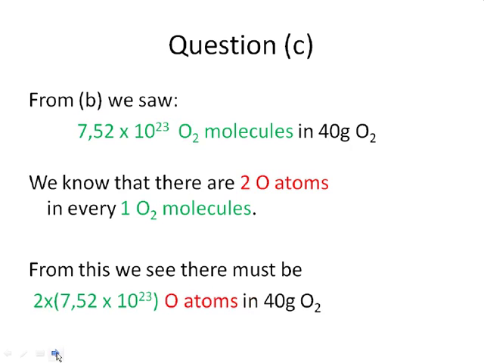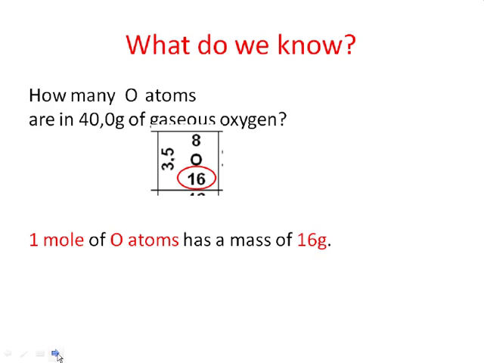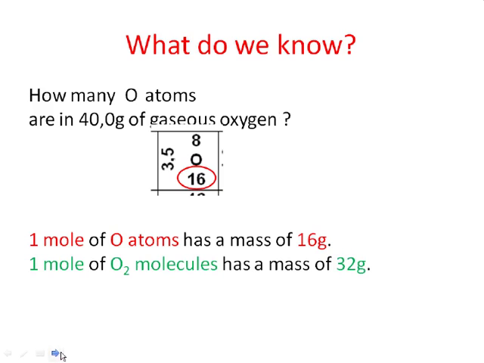Clearly there must be double as many O atoms as there are O2 molecules. And so there must be 1,5 times 10 to the power 24 O atoms. Let's solve this another way. We know that 1 mole of O atoms has a mass of 16 grams. We see this on the periodic table.